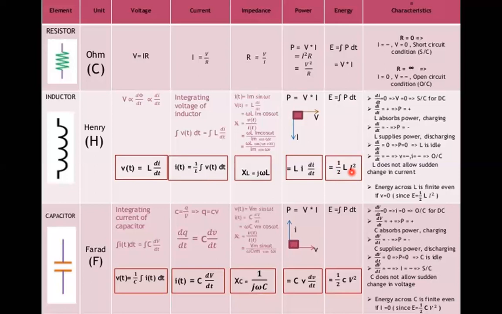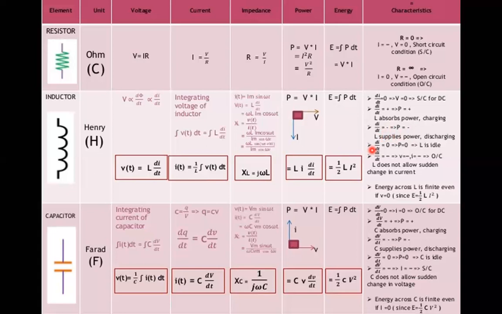The last is the characteristics, if you want to understand. If di by dt is 0, then V is equal to 0. This can be called a short circuit condition for DC. And if di by dt is positive, the power will be positive. So here L absorbs power and is charging, whereas if di by dt is equal to infinity, the power will also be infinity. Here we can say that L supplies power, which means it is discharging.